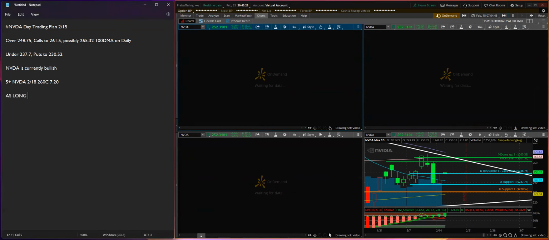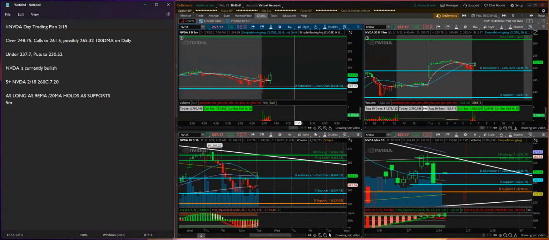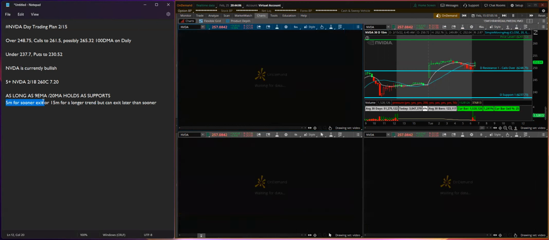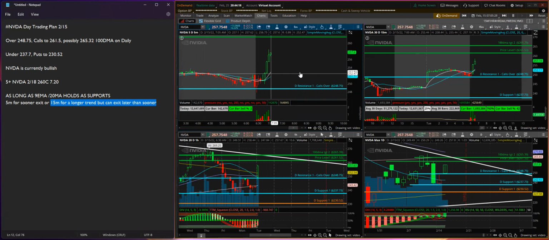So as long as the 20 moving average holds as support, depends on your time frame. 5 minutes, you can cut it for sooner exit, or 15 minutes for a longer trend, but can exit later than sooner. So these two time frames do have very, very different entry and exit price times. So 5 minutes is usually quicker to exit, but it can break the trend easier than the 15 minutes. So what I do is I usually use the 5 minutes for entry, and I use the 15 minutes for a longer trend and hold it as long as the moving averages are holding. And I will use the 5 minutes for exit as well.